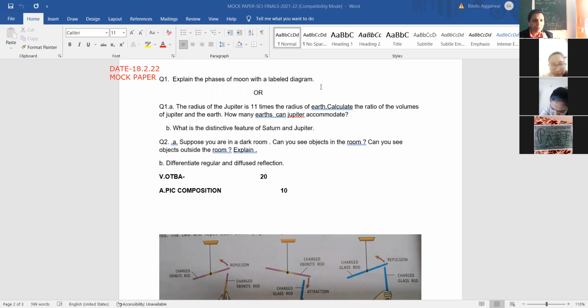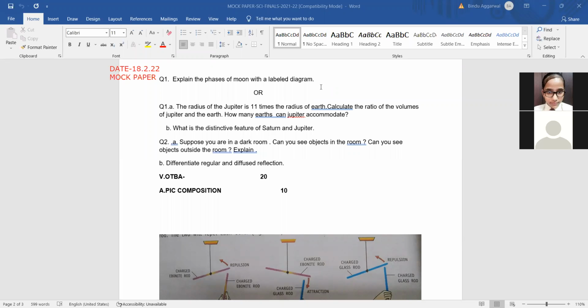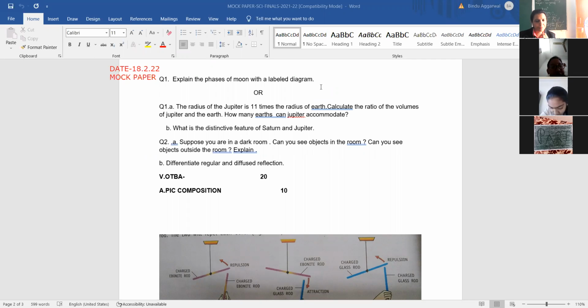Yes, ma'am. Okay. Next is, what is the distinctive feature of Saturn and Jupiter? So kindly tell me, Saturn and Jupiter, what are the distinctive features of it? What Saturn has and what Jupiter has? Kindly give the answer. Ma'am, Saturn has the beautiful rings around it. Beautiful rings around the Saturn.